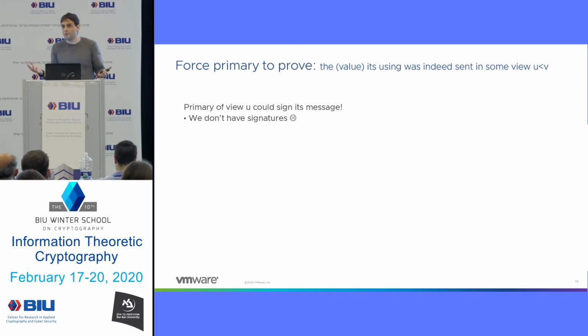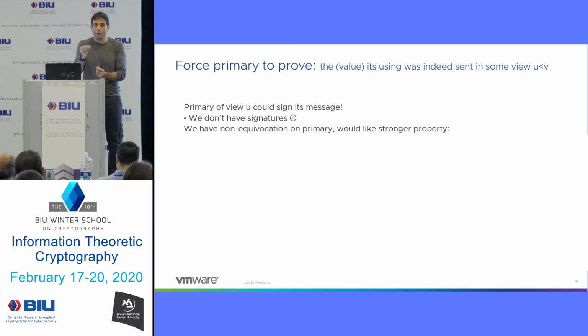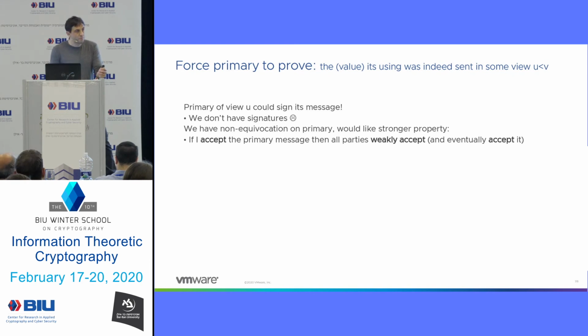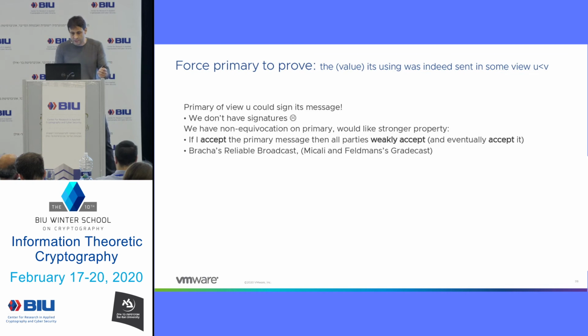But this is a winter school for information theory, so we have to use information theoretic techniques. And so we will. The way we'll do this is by saying that we don't want just non-equivocation. Remember, we managed to force the primary to not send two different values. We want a stronger property. And this property is that if I accept a primary message, then everybody else will weakly accept it, and eventually, maybe one round later, will really accept it. So we want this stronger property that if I accept a message, then everybody also accepts this message.